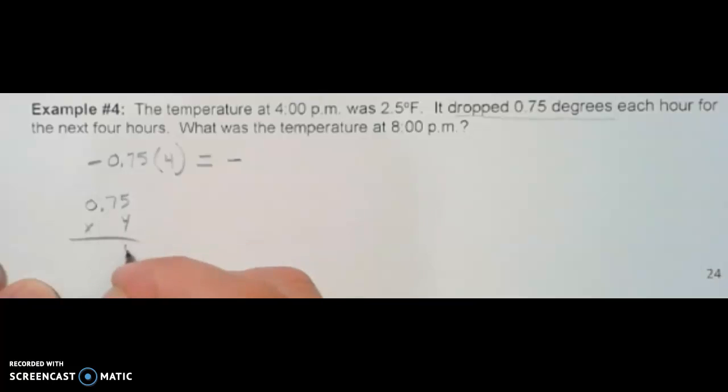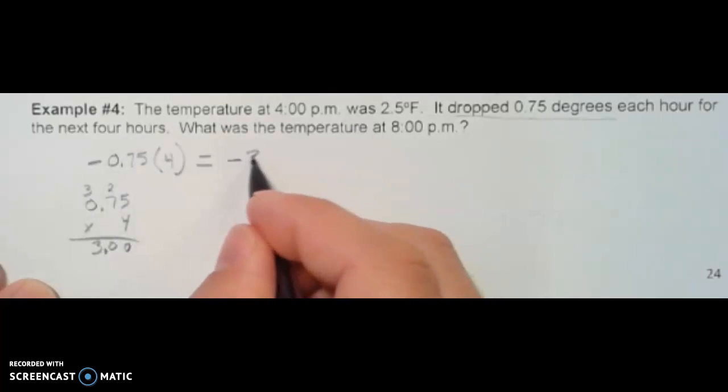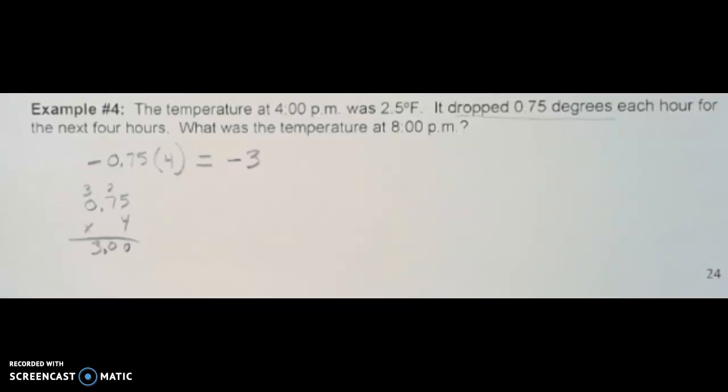Okay, 5 times 4 is 20, carry your 2. 4 times 7 is 28, add 2 makes 30, carry your 3. 4 times 0 is 0, add 3 is 3. And since there are 2 decimal places here, move your decimal point in once, twice from the right. And now I can see that this is equal to 3, but again, since it was a negative times a positive, my answer is going to be negative 3. So that means that the temperature is going to go down 3 degrees.